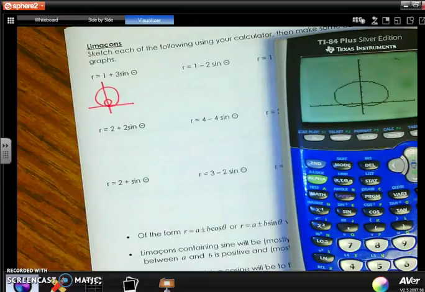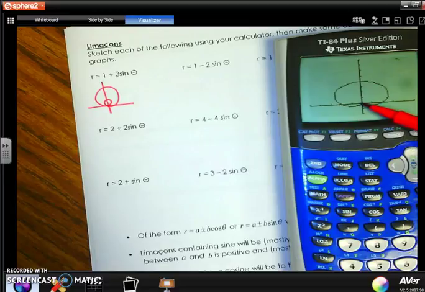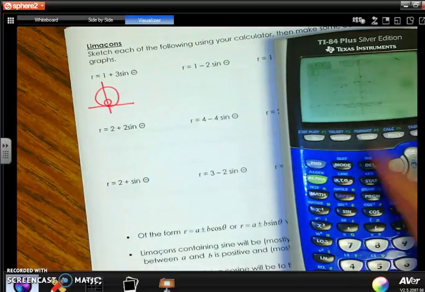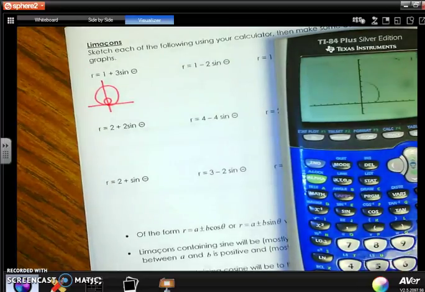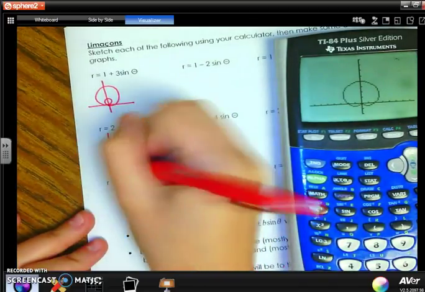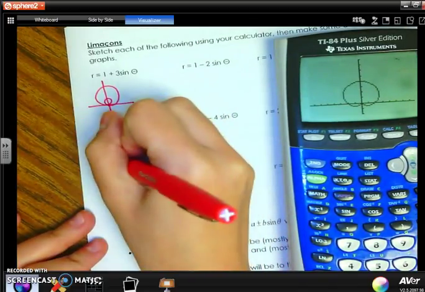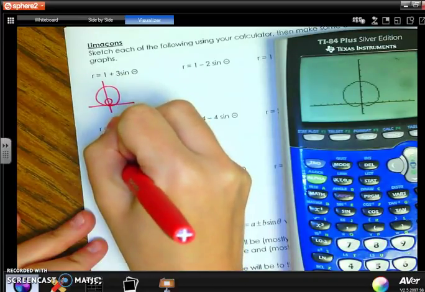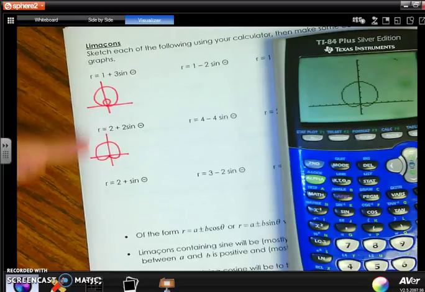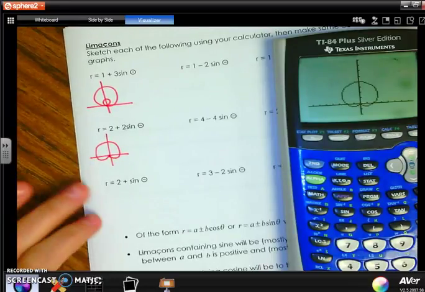You'll notice this one doesn't have that loop. It comes in and touches the origin right there, and it almost looks like a heart. In fact, that's a special type. We call this a cardioid because it looks like a heart. Cardio, heart. That should make sense. I know your graphs aren't going to be perfect, but it kind of looks like that. You should be able to tell the difference. This one has a loop, and this one has a heart.